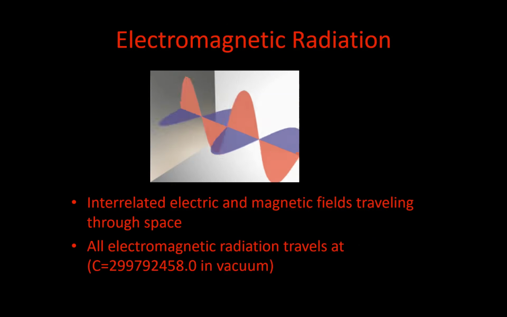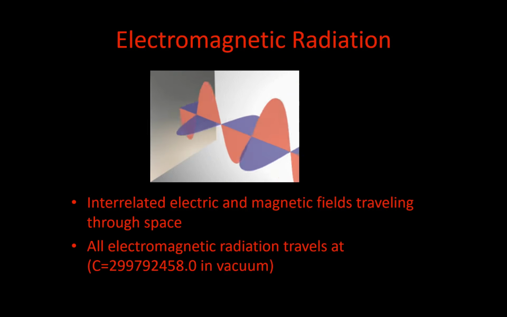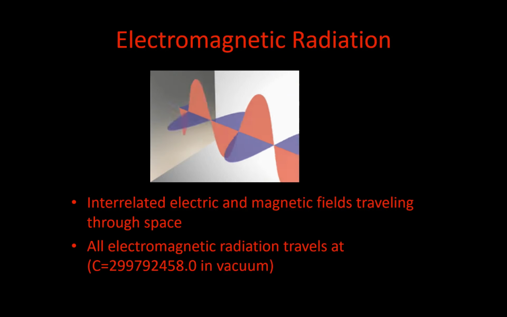So just finishing up here, ultimately electromagnetic radiation is interrelated electric and magnetic fields. So if you take a beam of light, it actually has an electric and a magnetic component to it. And all electromagnetic radiation, if it's in a vacuum, will travel at 299,792,458 meters per second, or about 3 times 10 to the 8 meters per second.